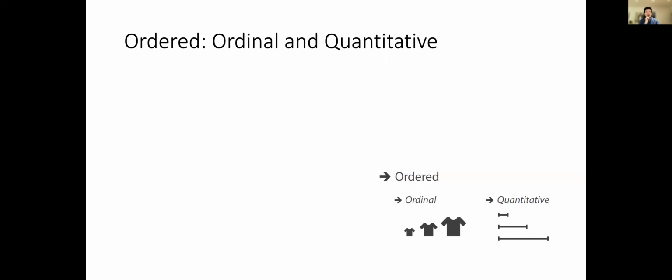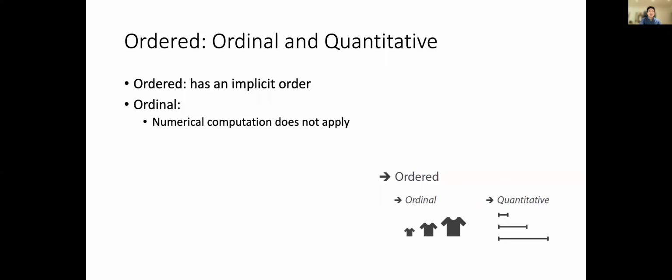Okay, and that's the categorical data. The opposite of categorical is called ordered. Then you have ordinal and quantitative. If we talk about ordered, it has an order, that's why it's called ordered, but for the ordinal ones, you can't do numerical computation.